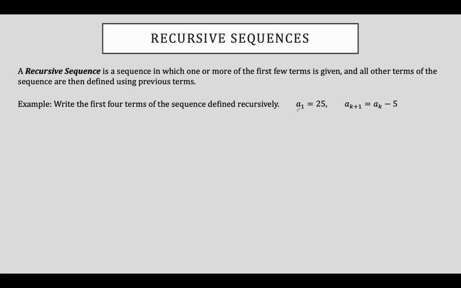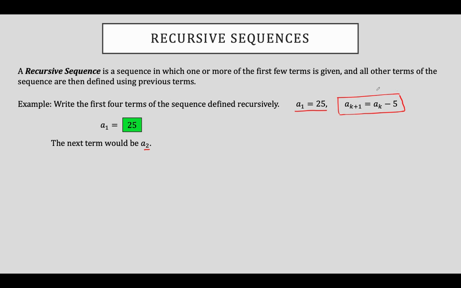We are given the first term of the sequence. A1 is equal to 25, and the equation that defines the remaining terms of the sequence is a sub k plus 1 is equal to a sub k minus 5. Notice it looks a little bit different from all of the other sequences that we have looked at so far. Well, if we need to find the first four terms, the good news is that we already have the first term. The first term of the sequence is 25. That is a sub 1, a subscript 1. The next term in the sequence would be a subscript 2.